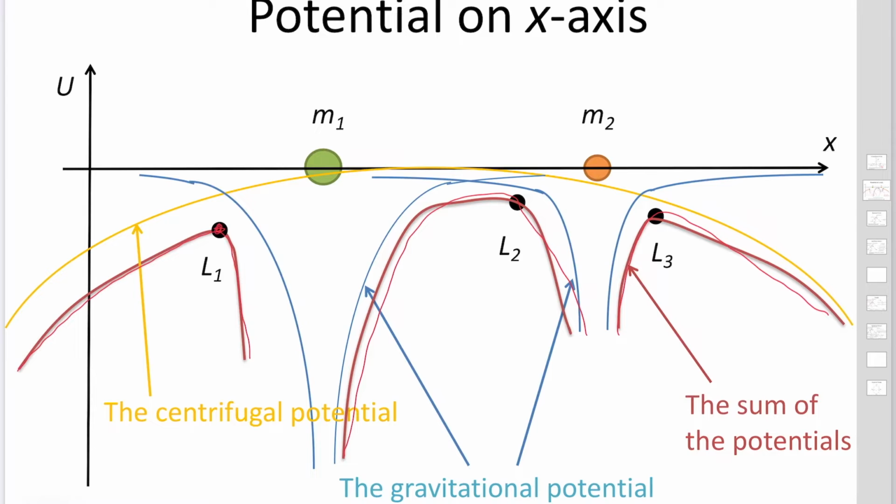So these 3 points, you can easily recognize. At these 3 points, the derivative with respect to x becomes 0. So this means the force on these 3 points is 0. So on the x-axis, we easily find there are 3 equilibrium points, L sub 1, L sub 2, L sub 3. 3 points on the x-axis.